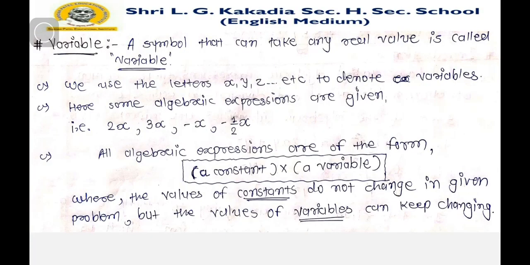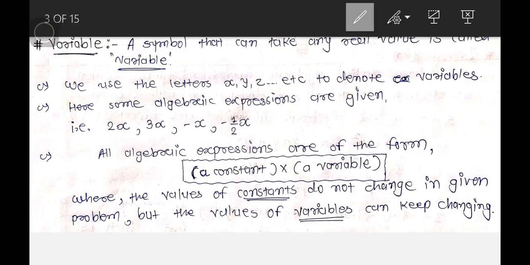First, we get information about variable. What is a variable? In polynomial, this algebraic expression is very important. Here, what is a variable? A variable, a symbol that can take any real value, is called a variable. So, any symbol that can take any real value is called a variable.